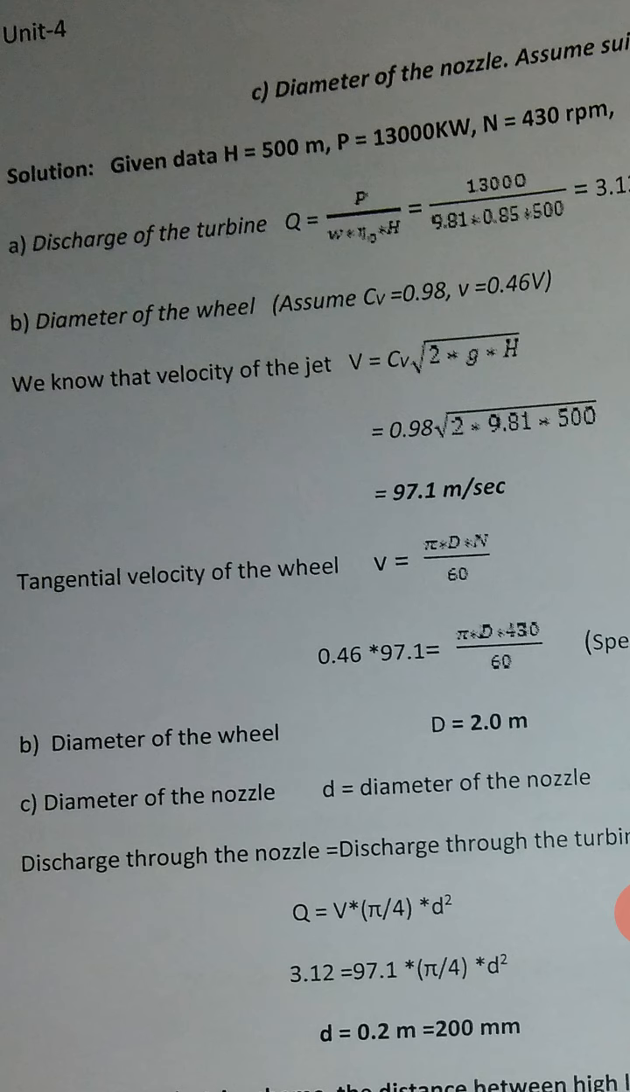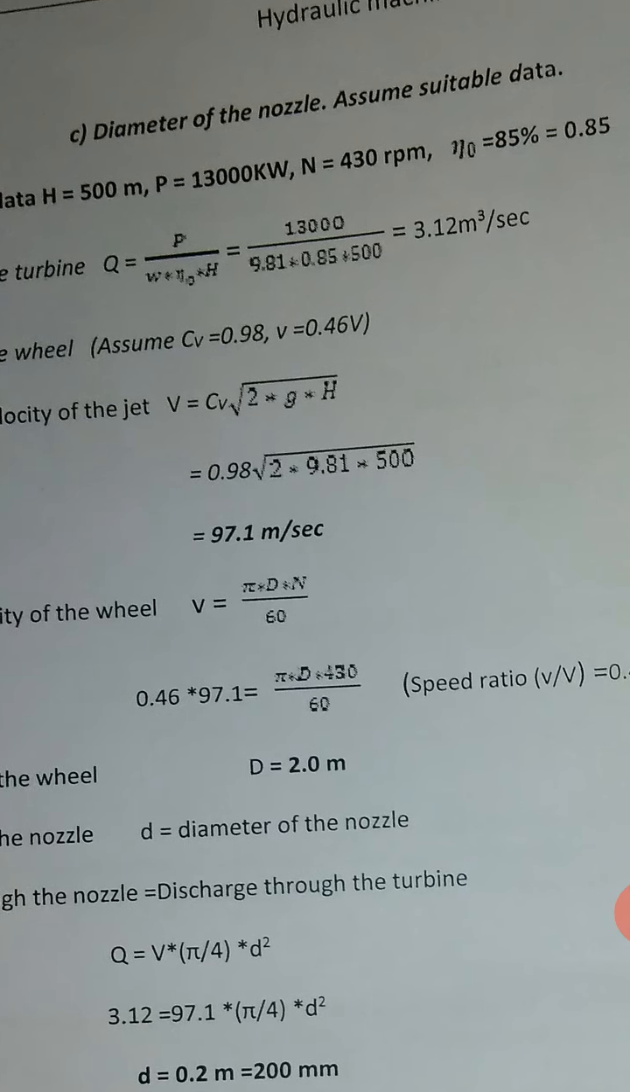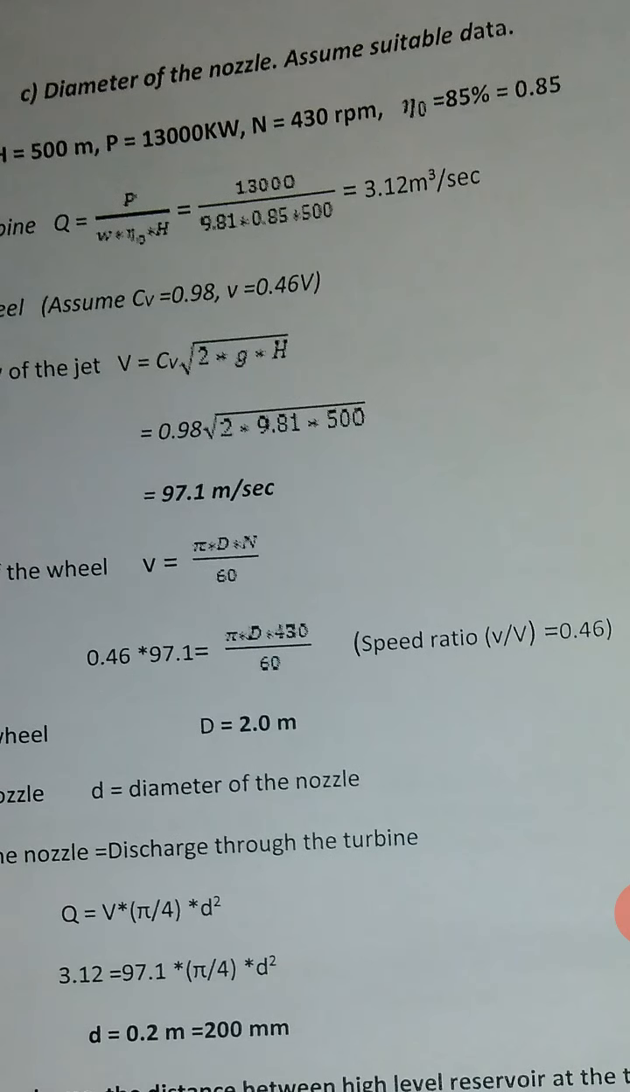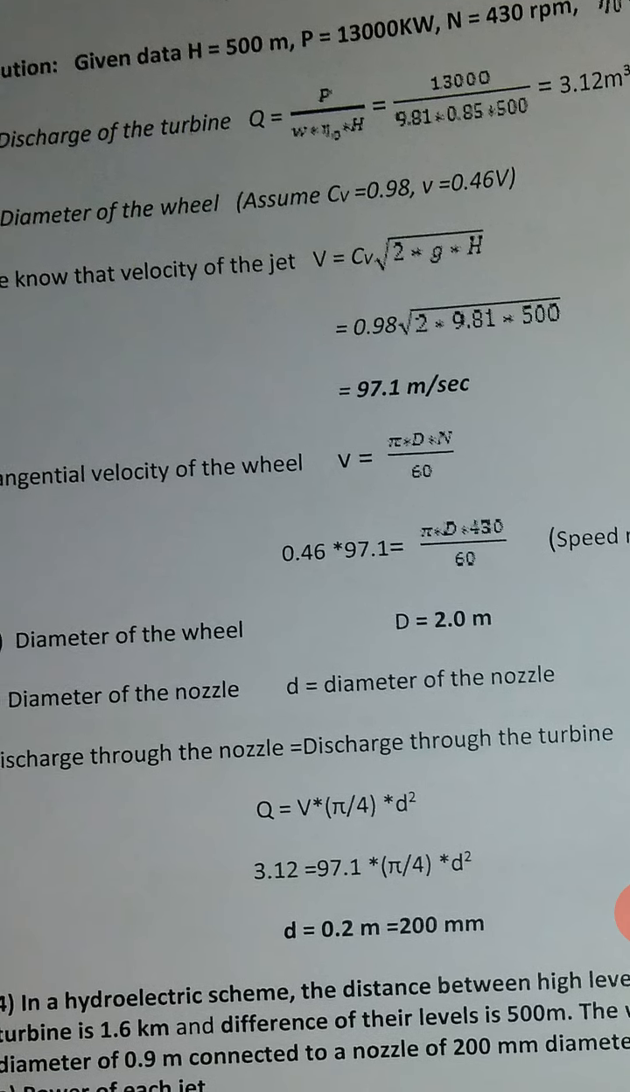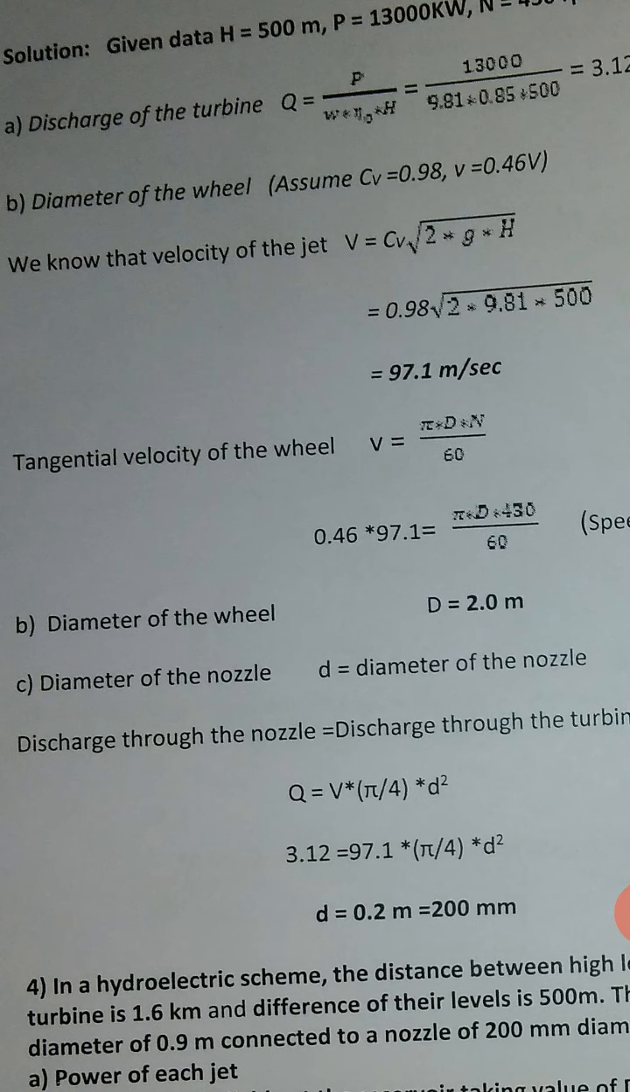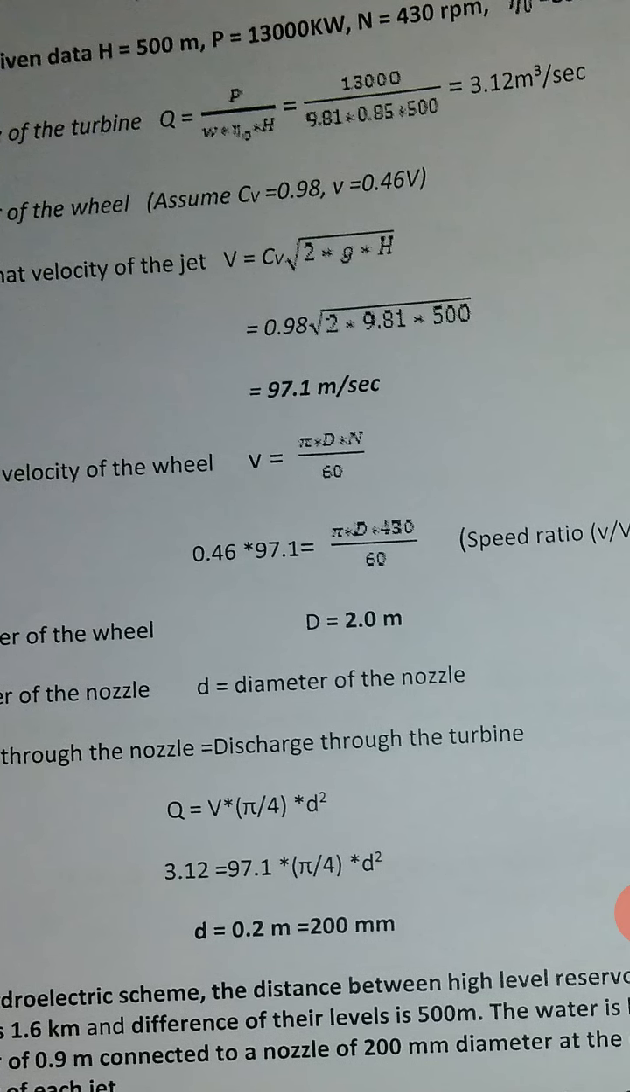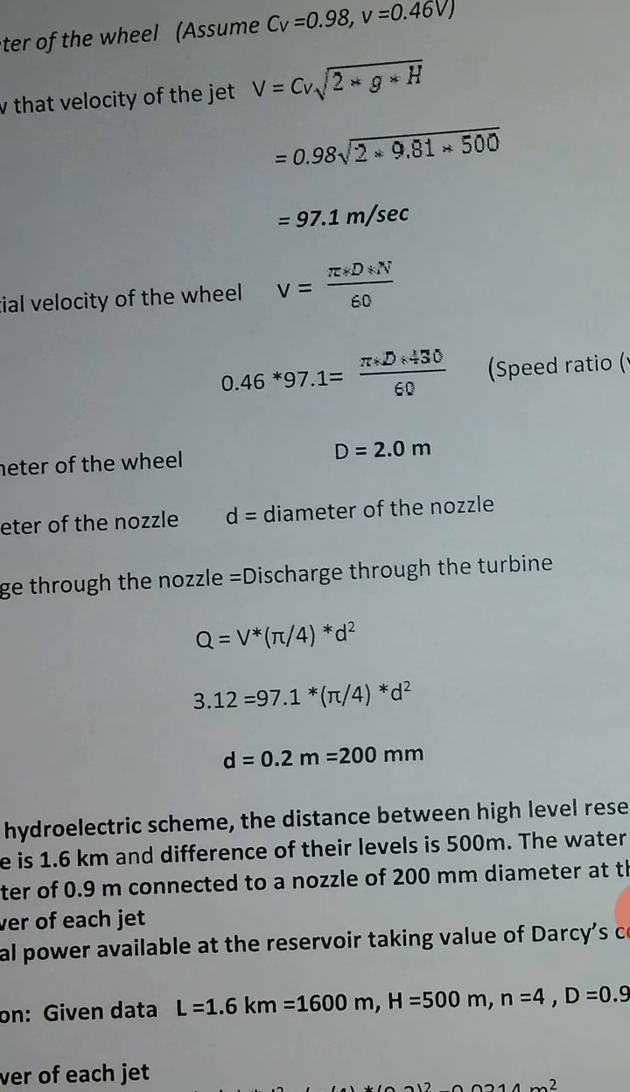Velocity of the jet equals Cv under root of 2gh, that is 97.1 meters per second, and tangential velocity of the wheel is pi D N divided by 60. The speed ratio will be taken as 0.46. Then the diameter of the wheel is 2 meters. Then for the diameter of the nozzle, Q equals V into pi by 4 into d square. So with 97.1 and pi by 4 into d square, d is the diameter of the nozzle.